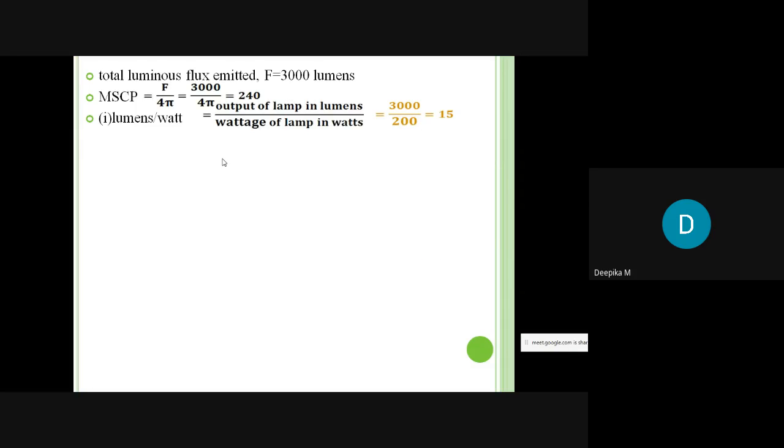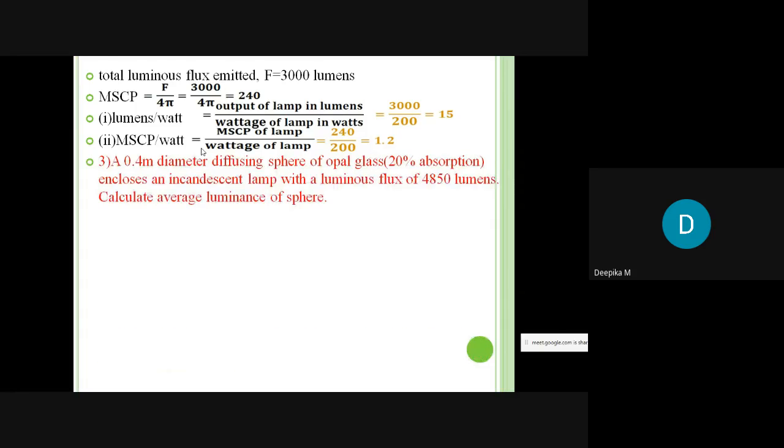The output of the lamp in lumens means the flux emitted, which is 3000 lumens, and the wattage of the lamp we have calculated, voltage into current, is 200 watt. Therefore lumens per watt is 15 over here. And we need to calculate MSCP per watt. This is the MSCP of the lamp divided by the wattage of the lamp in watts. Therefore this is 240 by 200, which is 1.2. Like this we are going to calculate.